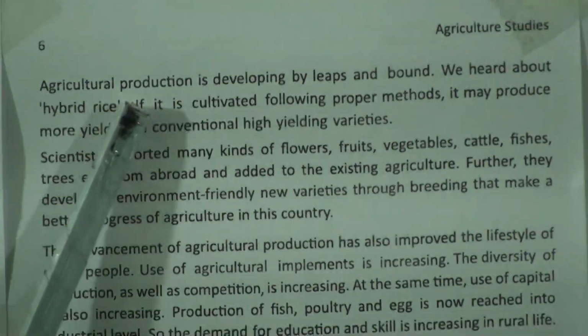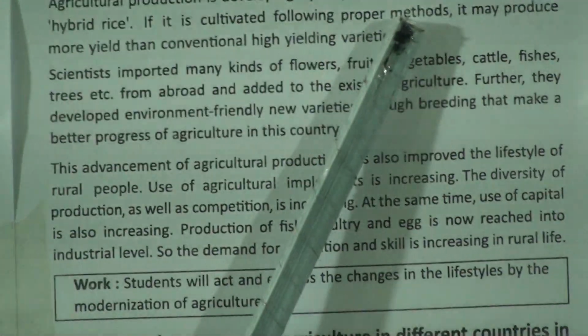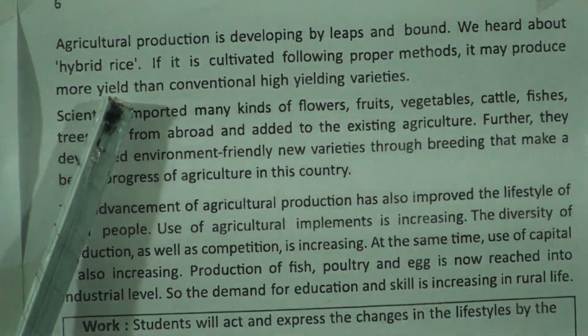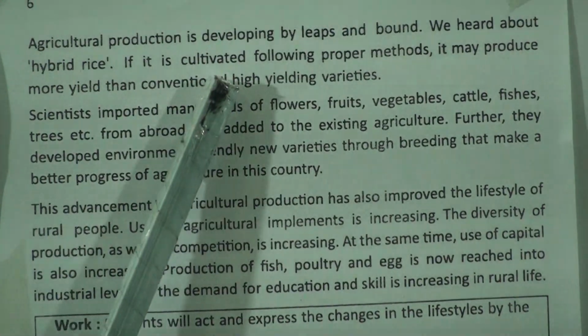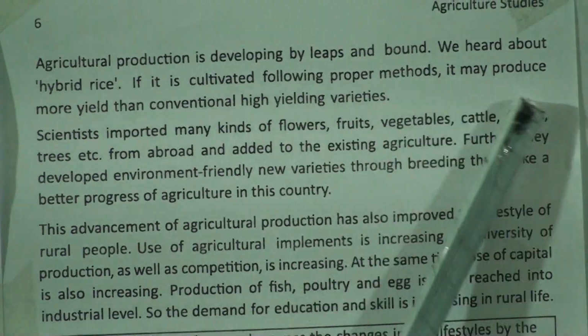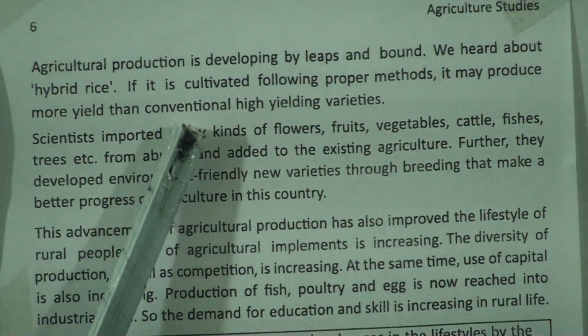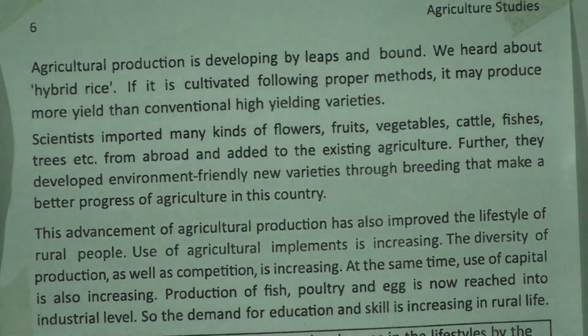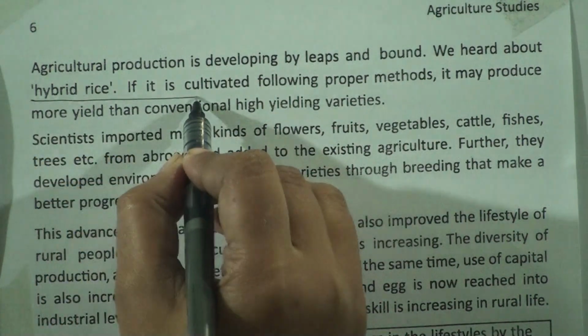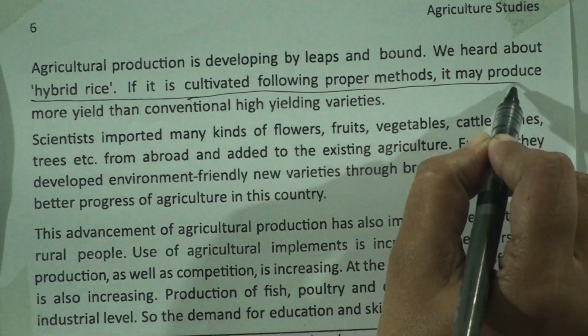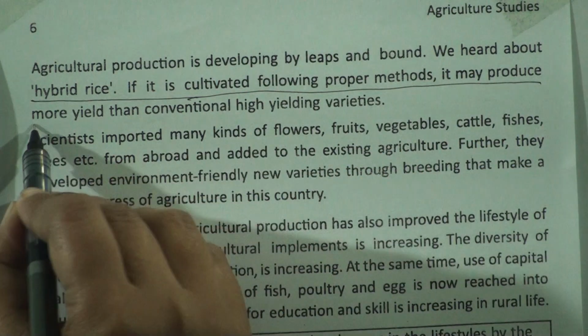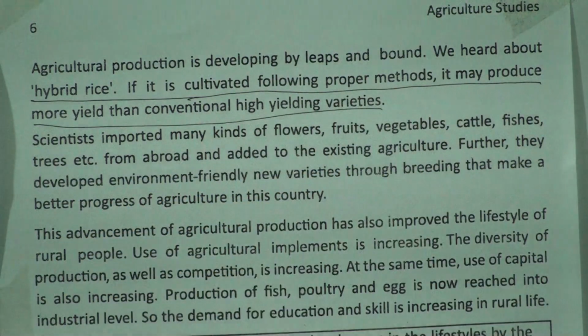Agricultural production is developing by leaps and bounds. We heard about hybrid rice. If it is cultivated following proper methods, it may produce more yield than conventional high yielding varieties. So if you cultivate hybrid rice, you can get more rice in the same field.